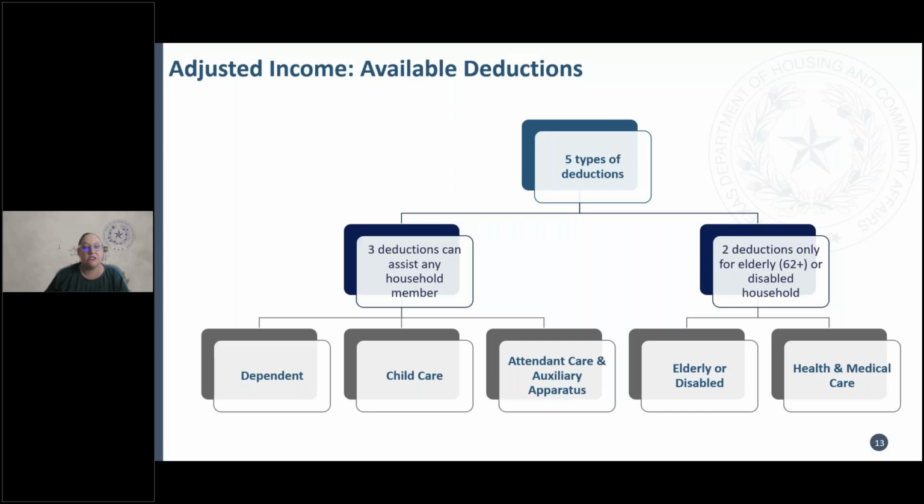The 3 deductions at the beginning, the dependent, the child care, the auxiliary care or attendant care and auxiliary apparatus deductions are applicable to any household under your program. The 2 deductions that are only for elderly, meaning 62 and up, or disabled households, are going to be the elderly or disabled household deduction and then the health and medical care deduction for all members of the household.